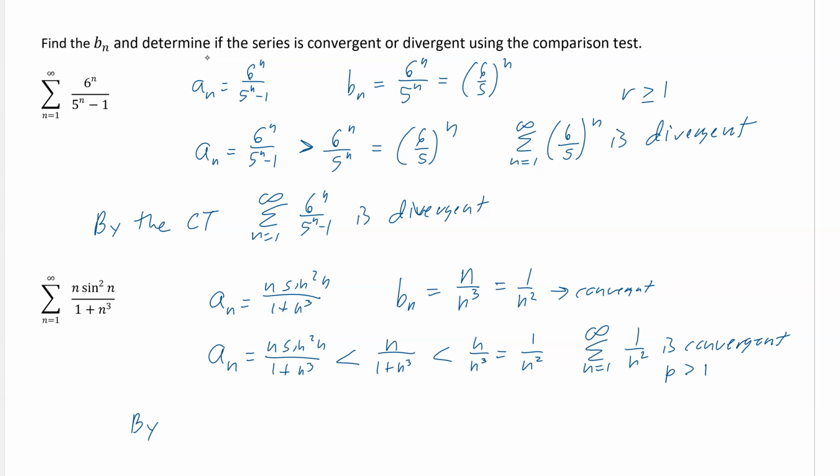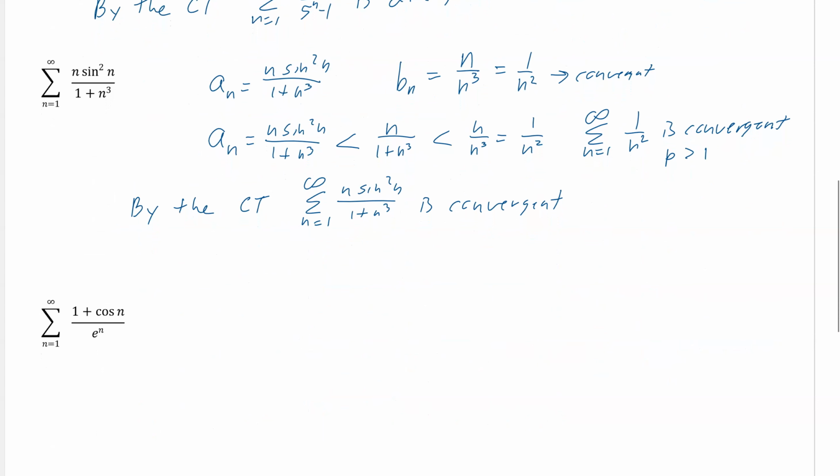All right, so if that's convergent, then by the comparison test, well, that looks horrible. Let me try that again. By the comparison test, the sum from n equals 1 to infinity of n sine squared n over 1 plus n cubed is convergent. All right, let's try another one.